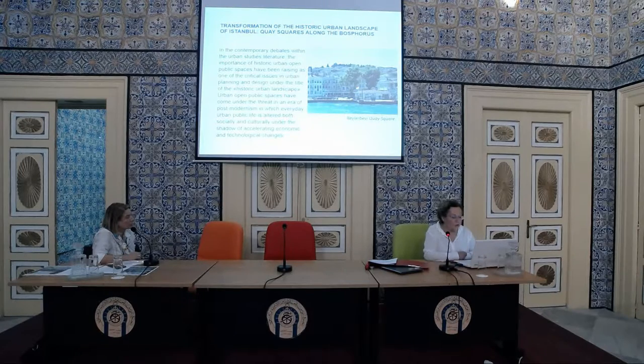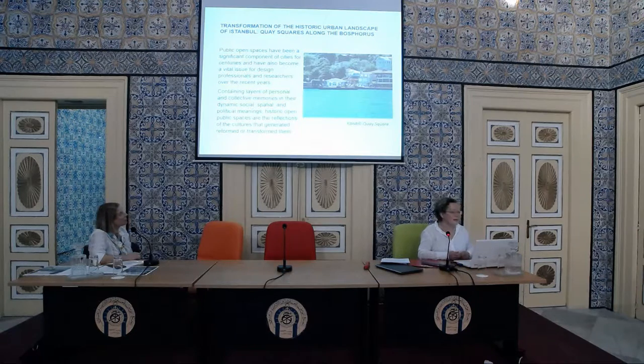This is one of the Bosphorus quiet squares called Beylerbeyi. Public open spaces have been a significant component of cities for centuries and have also become a vital issue for design professionals and researchers. Containing layers of personal and collective memories in their dynamic social, spatial, and political meanings, historic urban public spaces are the reflections of cultures that generated, reformed, or transformed them.